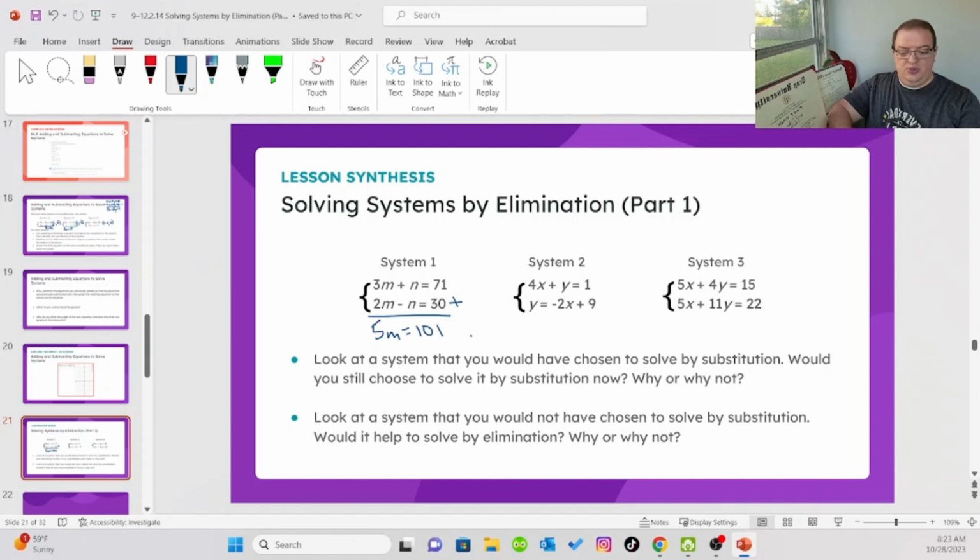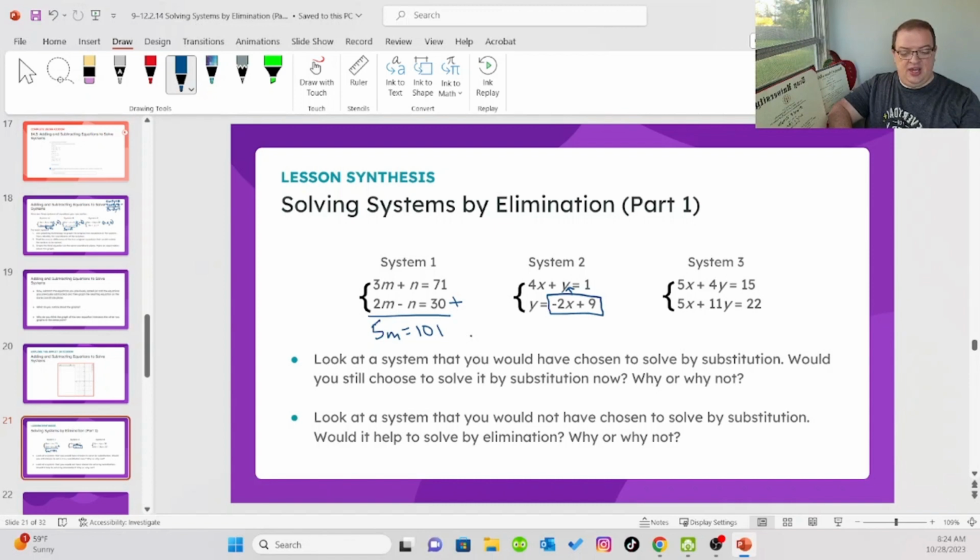System 2, I said I would use substitution because this equation is set up to solve for y, and I can take this value of y and just plug it in right here. That gives me an equation that only has x values. I can isolate x and solve for it, and then substitute it back into the bottom equation, which is set up to solve for y. So this one would use substitution.